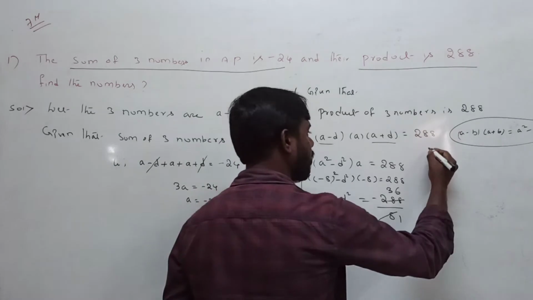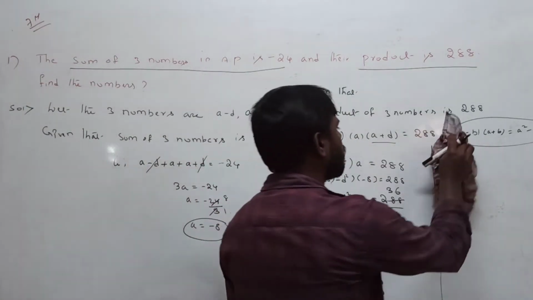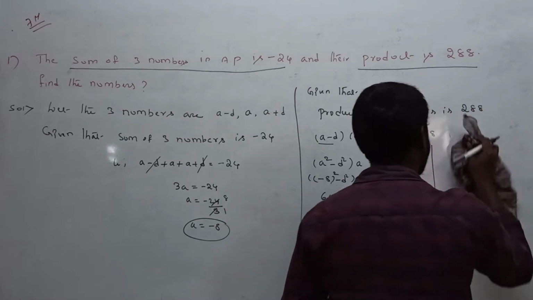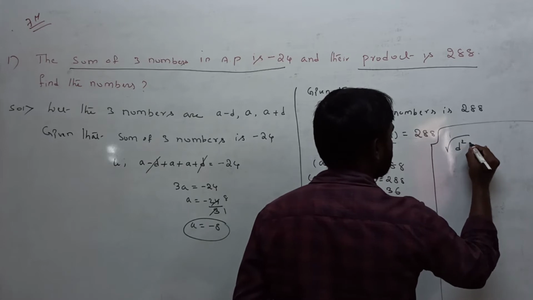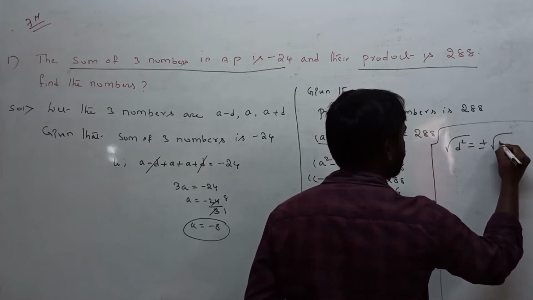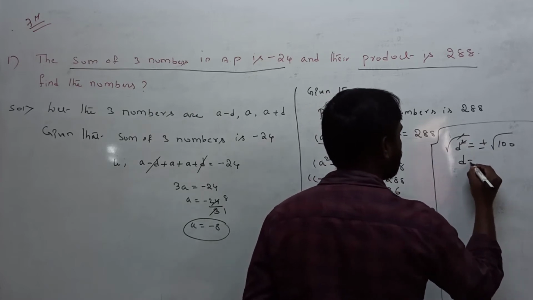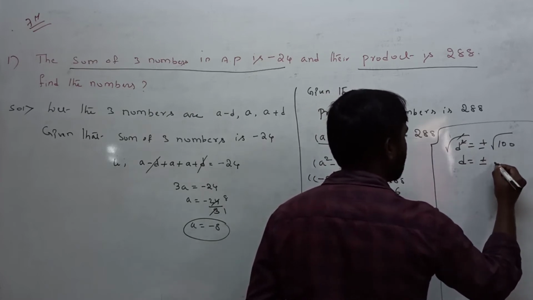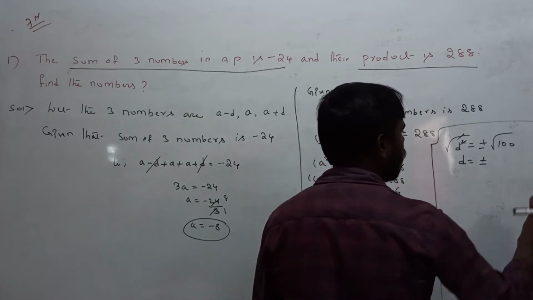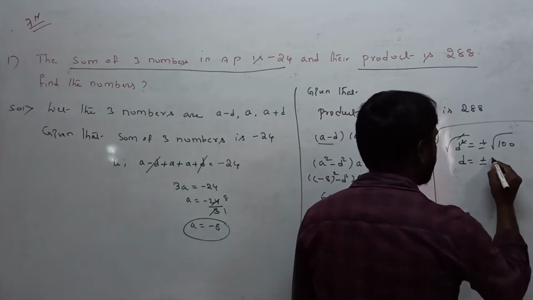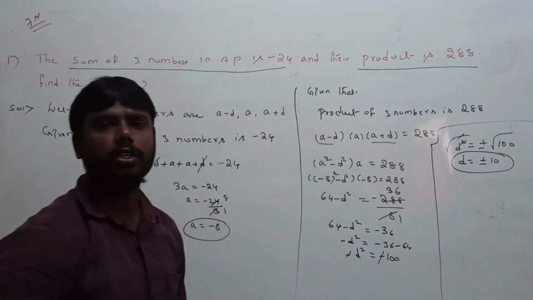Minus minus gets cancelled. If you want the d value, you can take the square root on both sides. Square root of d square is equal to plus or minus square root of 100. Square root gets cancelled, so d is equal to plus or minus root 100. Root 100 is 10 square, so the square root gets cancelled, and the value is 10. Now how many values do we get for d? There are two values.